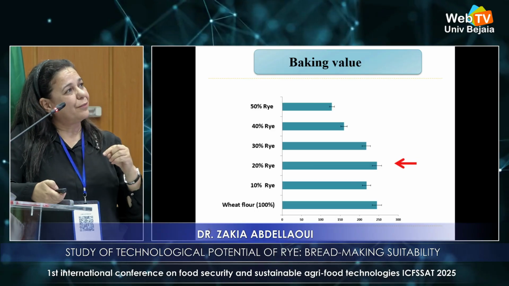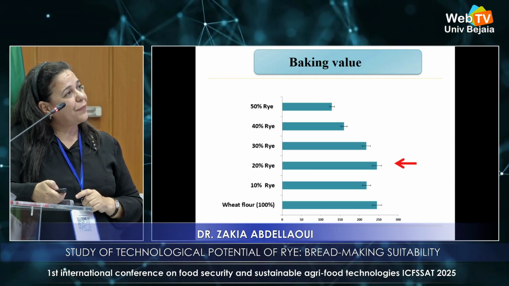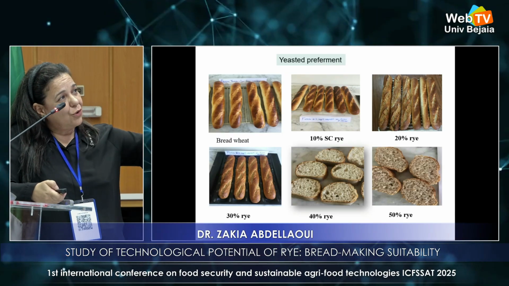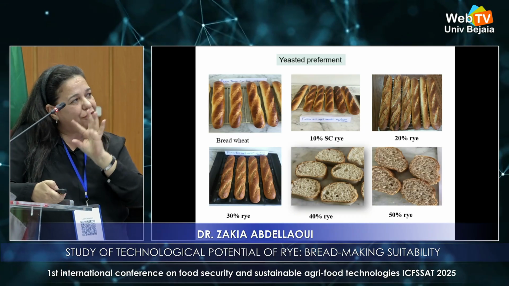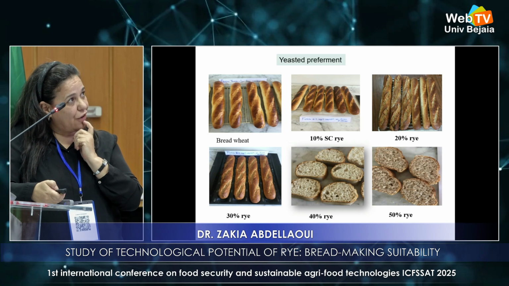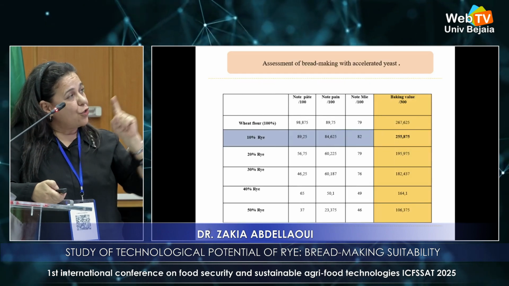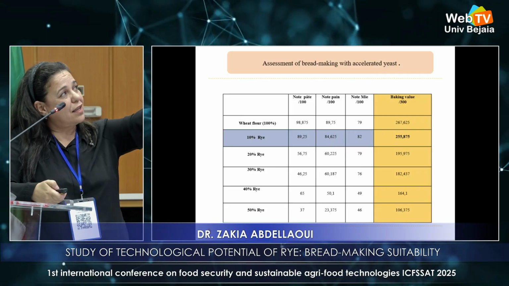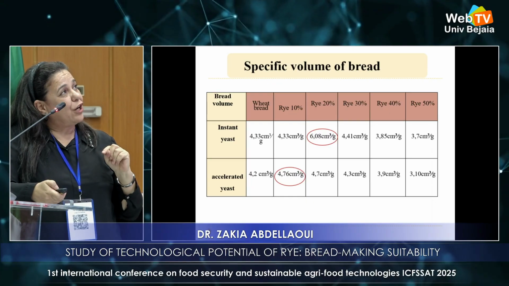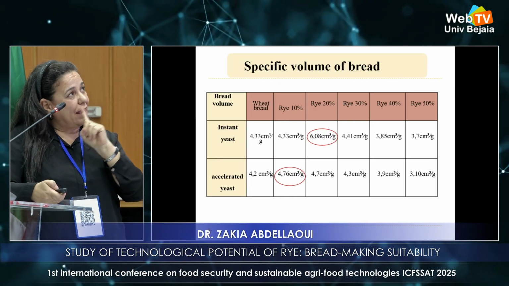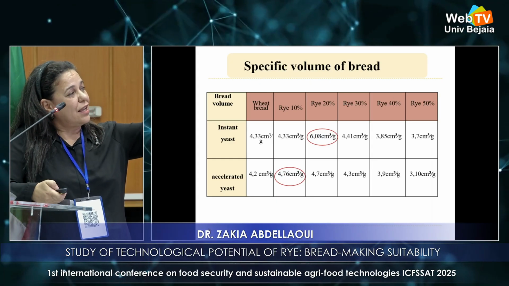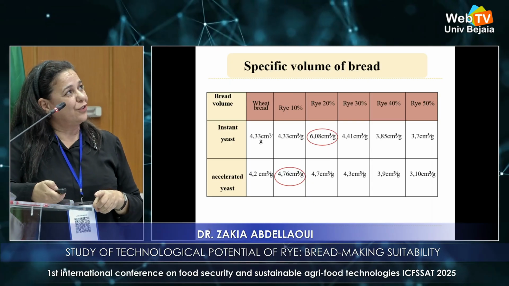Here, we see clearly, okay? And when we use yeast fermentation, there is some difference. Not a lot of difference, but a few differences here. The most important is with 10% of rye. The specific volume is given by rye 20% with instant yeast, and accelerated yeast gives 10% volume.